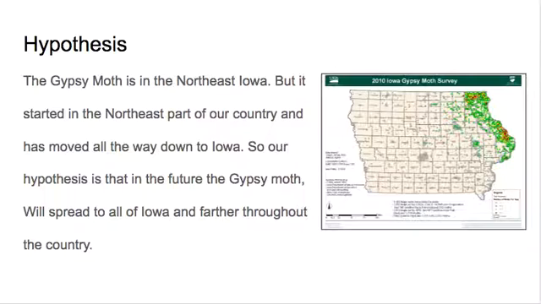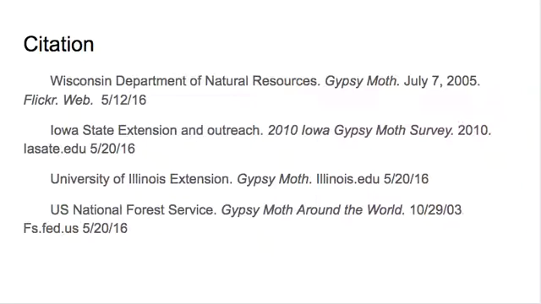Hypothesis. The gypsy moth is in northeast Iowa, but it started in the northeast part of the country and has moved all the way down to Iowa, so our hypothesis is that in the future the gypsy moth will spread to all of Iowa and further throughout the country.